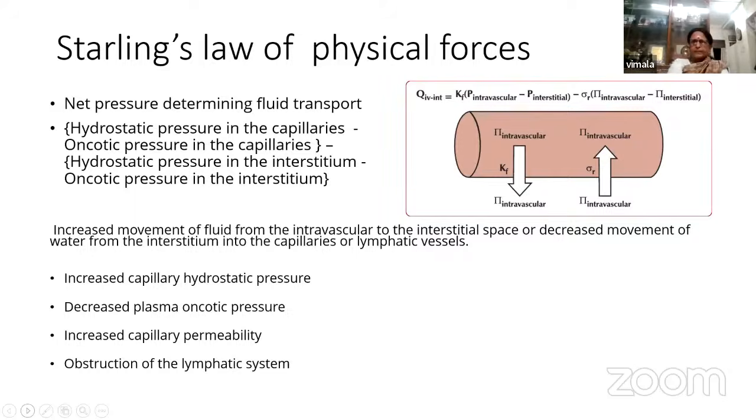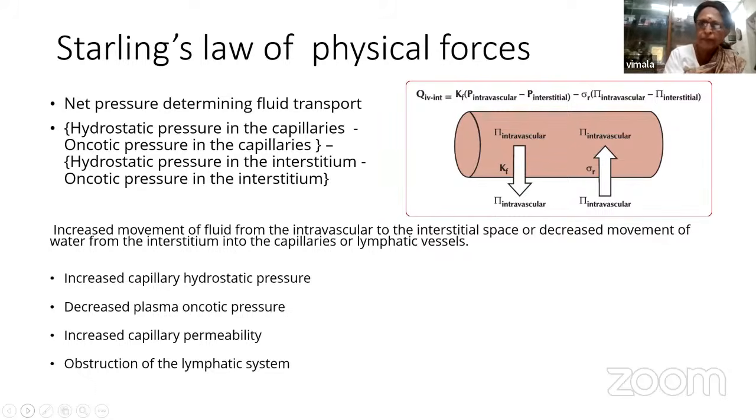Who said all this? The whole process of filtration and accumulation of fluid is governed by Starling's law of physical forces. What you would have learned in physiology, my MBBS friends, you are just from physiology, you will remember what is Starling's law of physical forces.